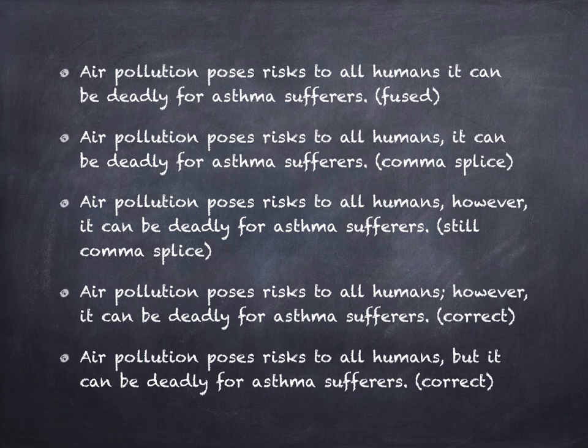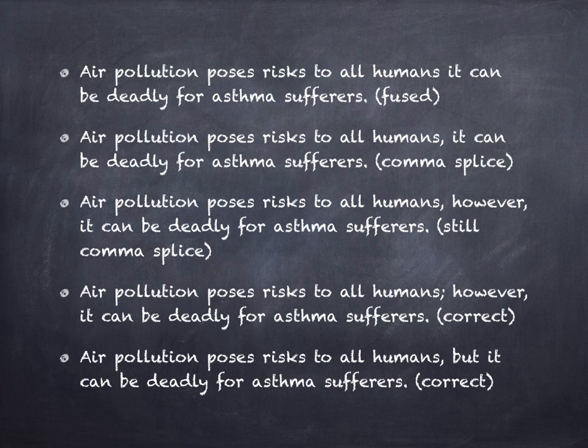Here's another example. Air pollution poses risks to all humans, comma. However, comma, it can be deadly for asthma sufferers. We still have the comma splice because though we added the word however, a transitional word setting up the next sentence, we still have two sentences connected by only a comma. There is no conjunction.